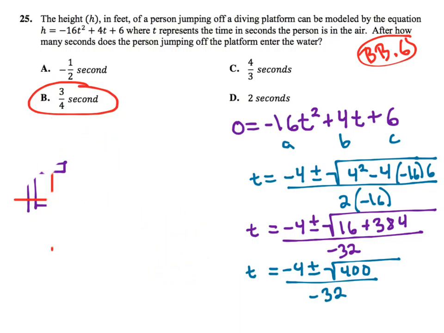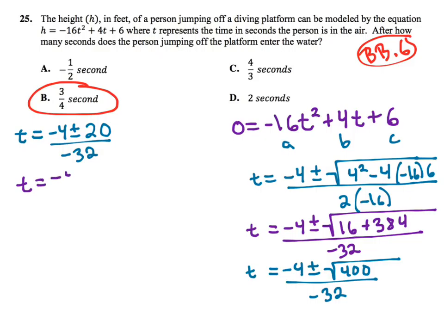Let me make some room over here. So now, what is the square root of 400? Plus or minus 20, right? So t equals -4 plus or minus 20 divided by -32. I could simplify this a little bit more, but I don't need to. I'm just going to go into my two solutions. One where I'm adding, one where I'm subtracting. So t equals -4 plus 20 over -32, and t equals -4 minus 20 over -32.